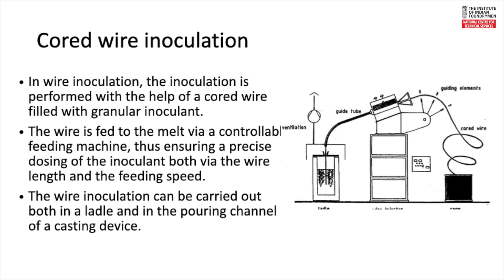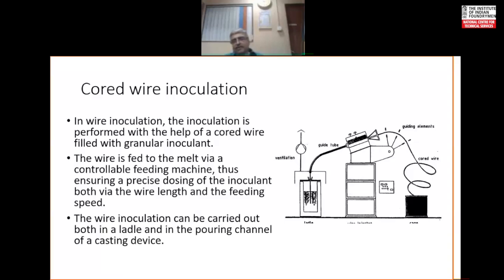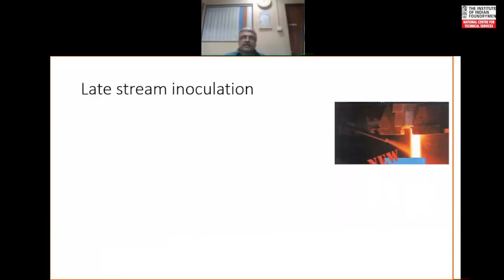Like we discussed in case of magnesium treatment using core wire, depending on how much you want to put in, you will adjust your feed rates, so many feet per minute, or so many meters per second. Wire inoculation can be done both in ladles as well as in pouring channels or pouring launders in our furnaces. Here is a picture of late stream inoculation.